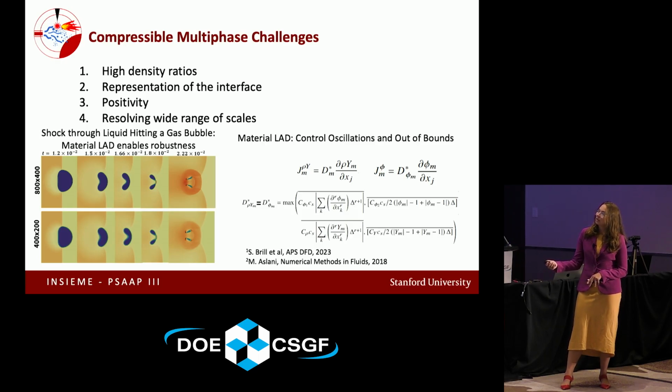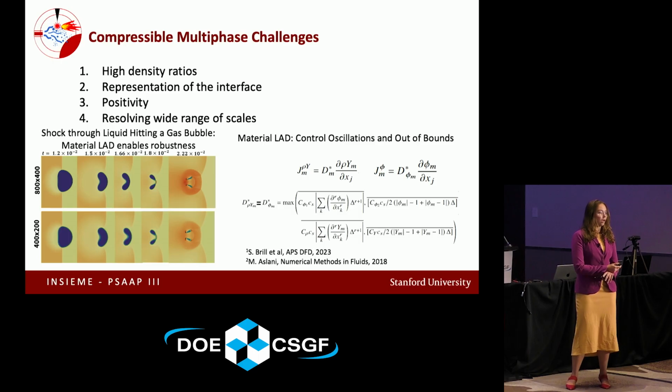This here is an example of a shock moving through a liquid and hitting a gas bubble. This case is a test of robustness for the method. Negative values can cause the simulation to fail. But with the material LAD, we're able to run this test case robustly.